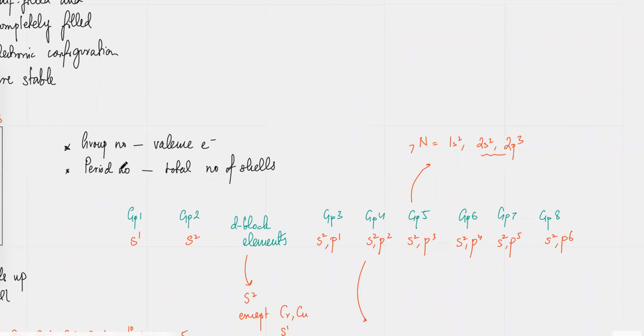And also remember, what other information do you get? The group number tells you the total valence electrons, which is also true over here. Group 5 is going to have a total of 5 electrons, except that the 5 electrons are split up, 2 in the s and 3 in the p. And the period number tells you the total number of shells.